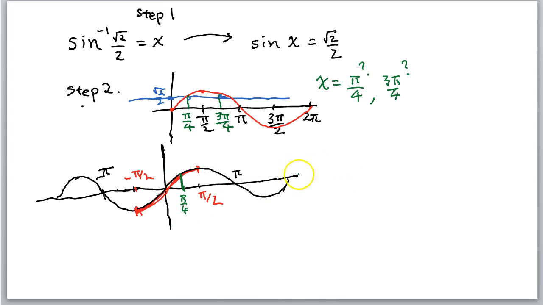So with this restricted domain, we can happily say x is equal to pi over 4, and therefore sine inverse of radical 2 over 2 is pi over 4. Okay, that's how you evaluate an inverse function. Step 1, you introduce an x and turn that into an equation. To solve the equation, you draw the sine graph. However, instead of drawing from 0 to 2 pi, draw it from negative pi over 2 to pi over 2.